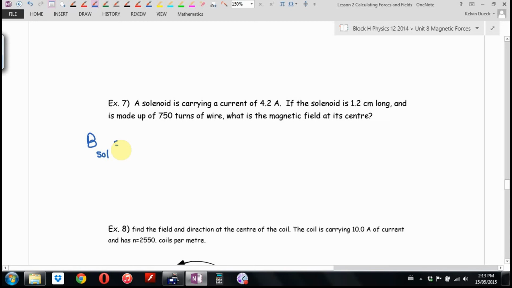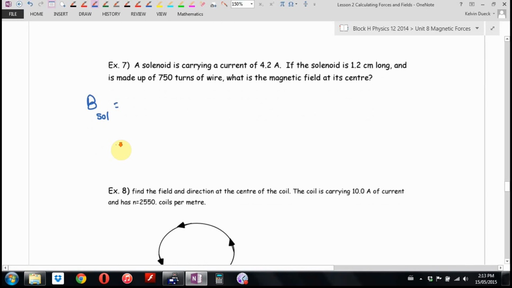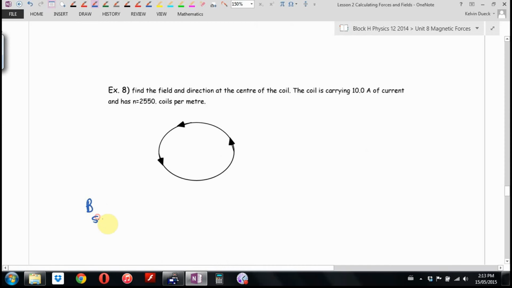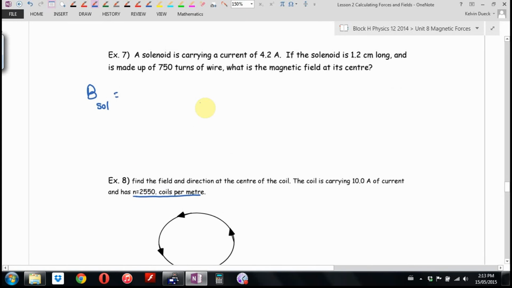By the way, what's example 8 asking me to find? The next one. The difference is in number 8, I'm using the coils per meter. We'll talk about that. Let's go to example 7. It's going to be mu naught times capital N times I over L. Did they tell me capital N, the total number of wraps or coils or turns of wire? Yeah. Did they tell me the current? Yep. Did they tell me how long the solenoid is? Then we're good to go.